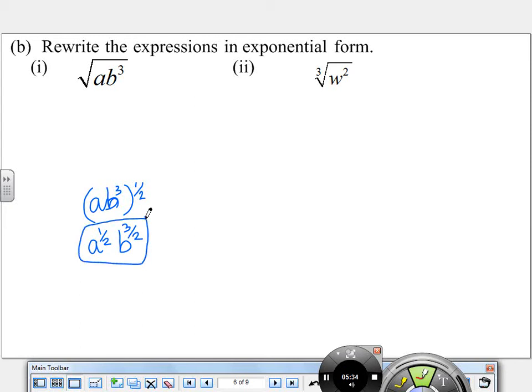In the second problem, w squared is our radicand. That's all being raised to a power of 1 over whatever the index of the radical is, which is 3, which would then give us w to the 2/3 power. So this is how we would rewrite radicals into exponential form.